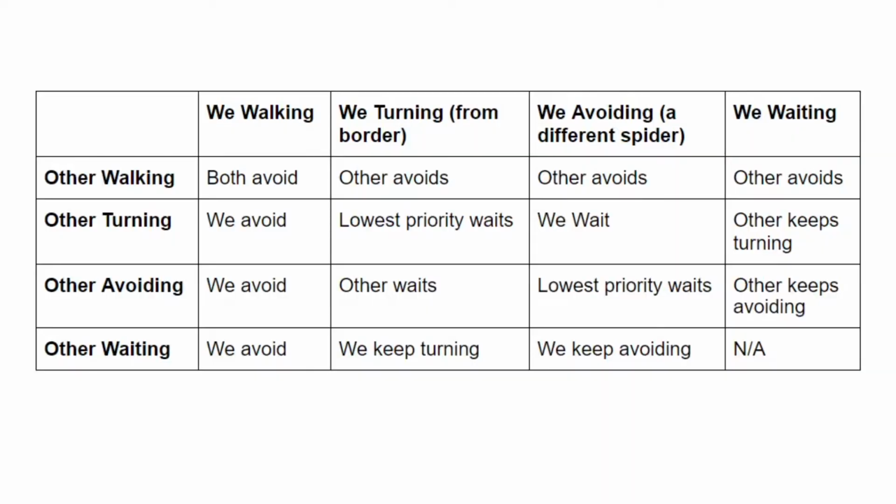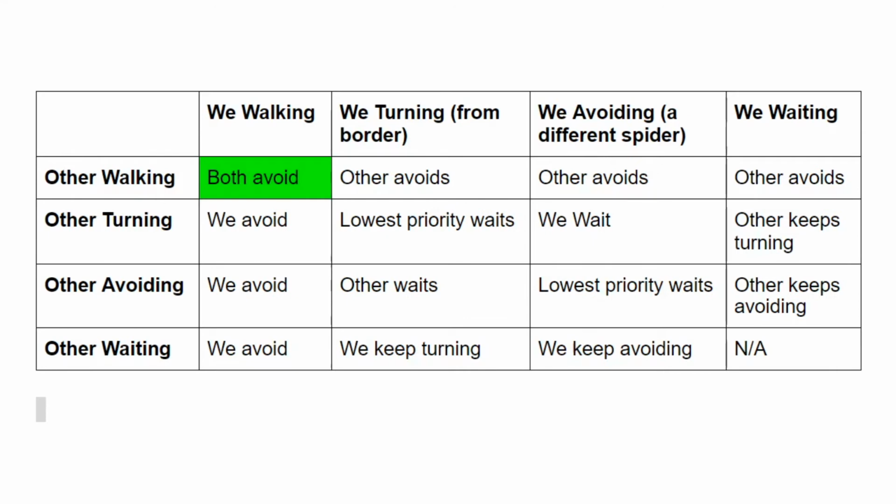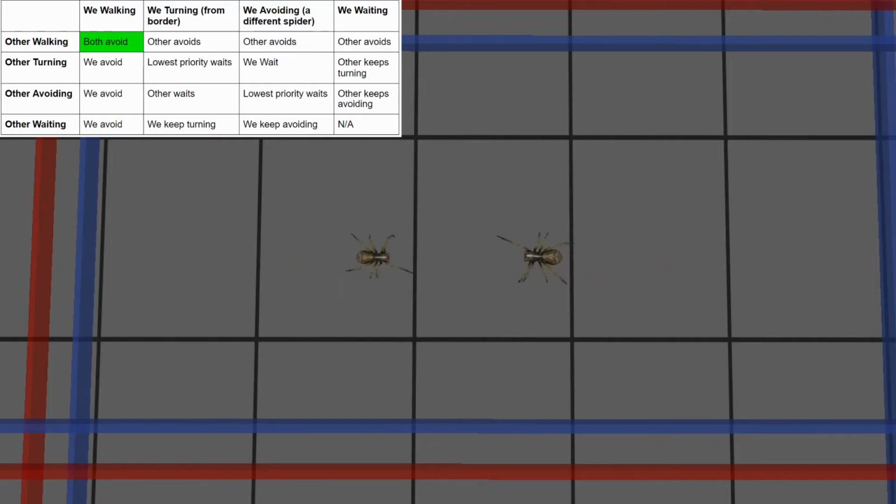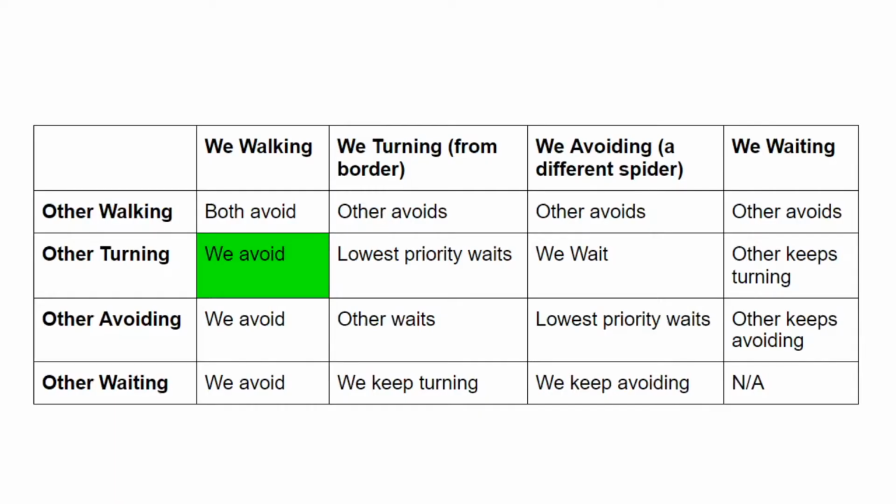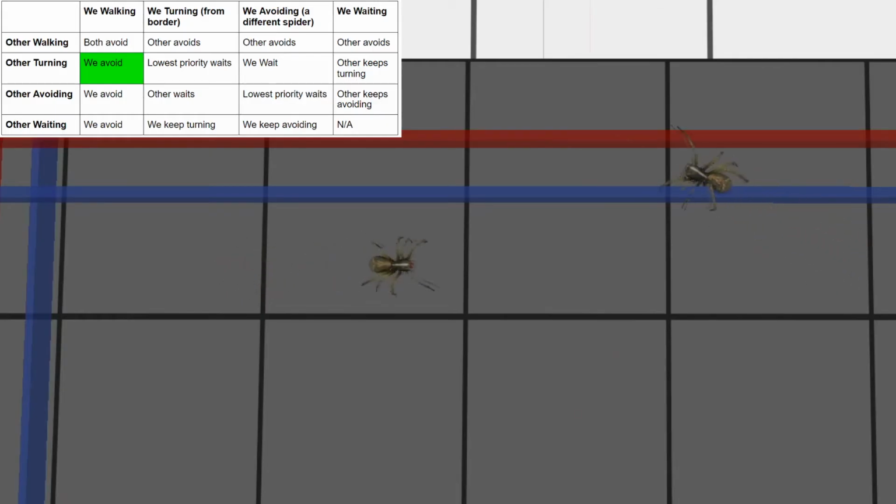To help figure this out, I drew up this little table that's basically telling us what each spider should do if there's another spider that comes too close, depending on what those two spiders are currently doing. So, for example, if our spider is walking straight ahead and it gets too close to another spider that's also walking straight ahead, both spiders should avoid each other. If that other spider isn't walking forward, but instead it's busy turning away from the border, then the other spider keeps doing its thing and just our spider avoids, and vice versa.